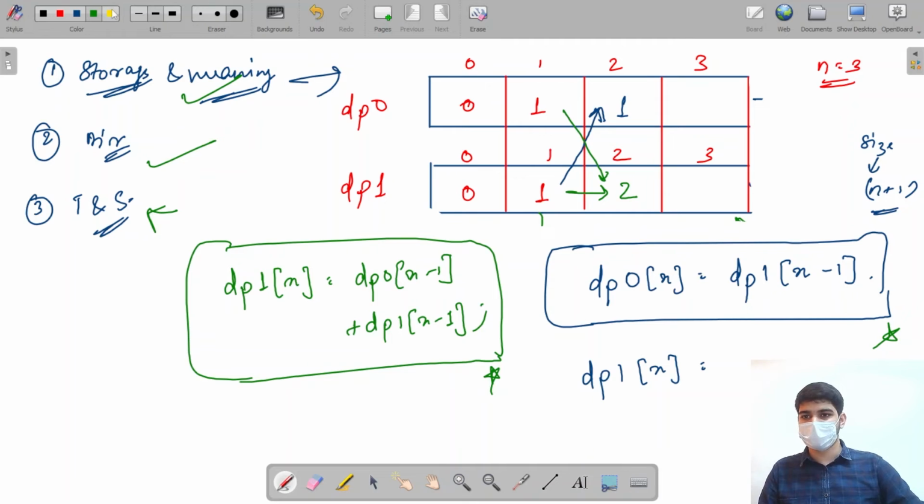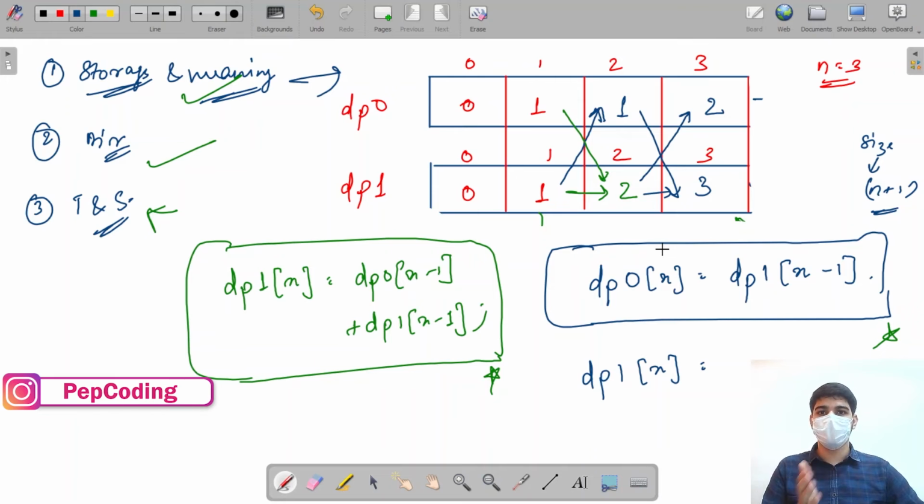So if we do this for the last number, what we would get is 2 goes to dp of 0, as dp of 0 of 3 is dp of 1 of x minus 1, which is 3 minus 1, so dp of 1 of 2, which is 2. So 2 comes over here, and then in dp of 1 of 3, we add both the numbers at the second index. So 1 plus 2 is 3, right?